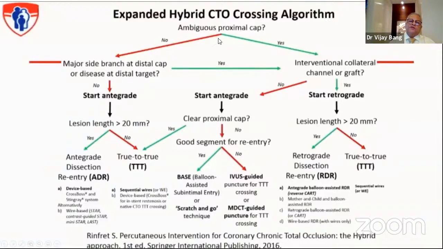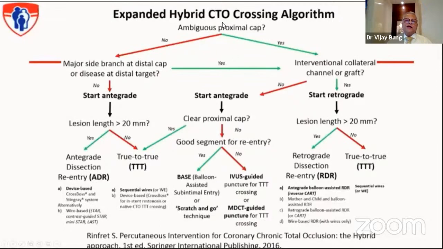After you study the angio, the strategy for the CTO algorithm is based on 4 anatomical parameters. The first is the ambiguous proximal cap. What do we mean by ambiguous proximal cap? It is where the cap is usually blunt, there are multiple branches or collaterals from the cap, and the course of the vessel beyond the proximal cap is unclear. That is when we call it an ambiguous cap.